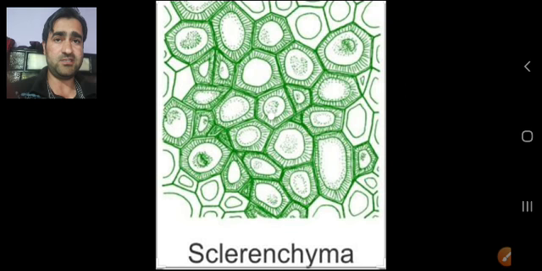So these are the three types of simple permanent tissue, that is parenchyma, collenchyma and sclerenchyma tissue.